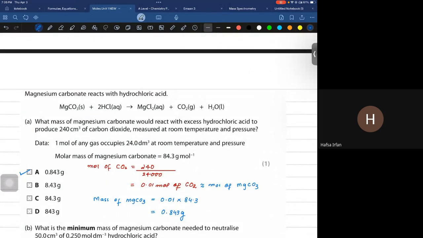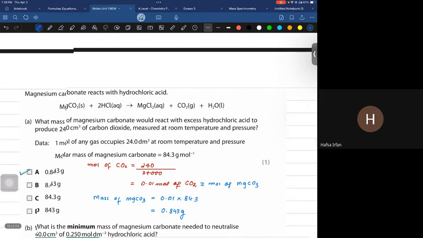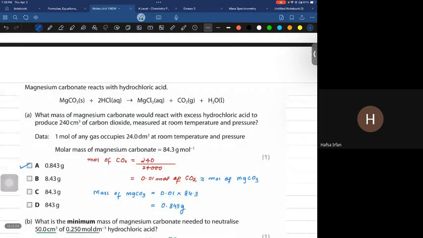So initially the volume is given to you in cm cube. Of course, you have to apply the formula, that is volume over 24,000 centimeter cube. Then I would be getting the moles of CO2. I told you that for gases we can apply this formula since the volume is given to you. I can calculate the moles of carbon dioxide. Then the mole ratio between this and this is 1:1.